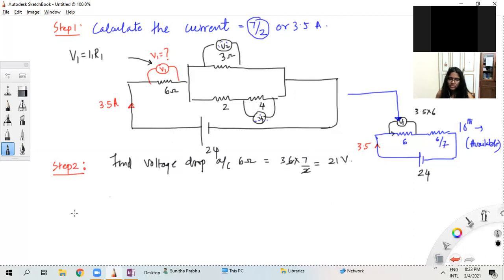Okay. Next step. What is step 3? Because you are logically proceeding now, and it will all depend on the circuit which is given to you. But always finding the current is the first step. And then if any series resistors are there, finding out the voltage drop across them is the next step. So we now have V1, V1 is equal to 21. What will you do now?